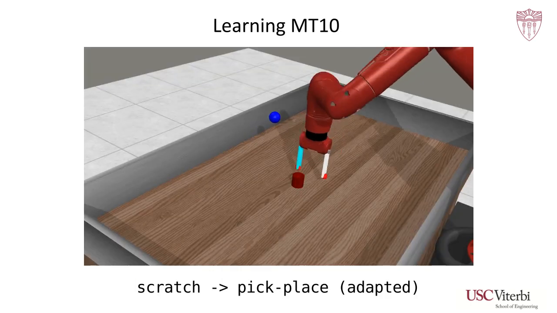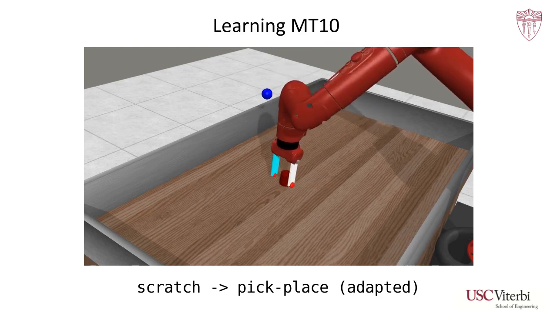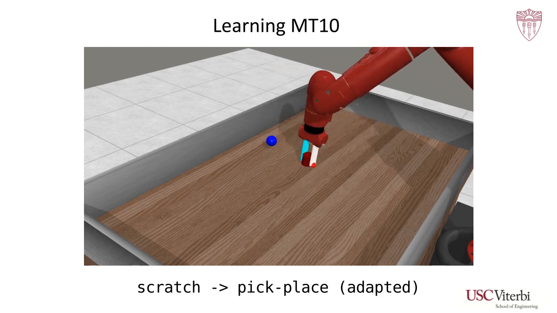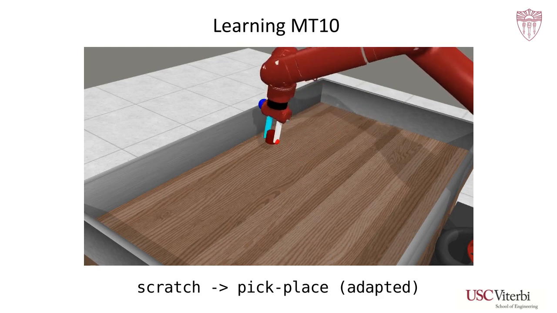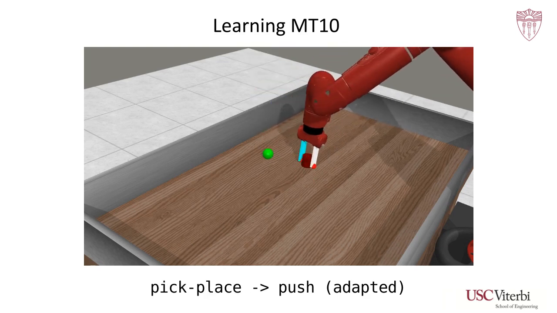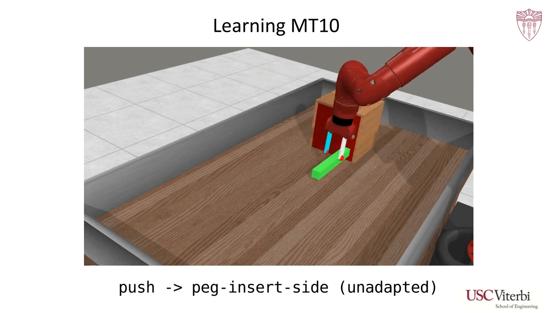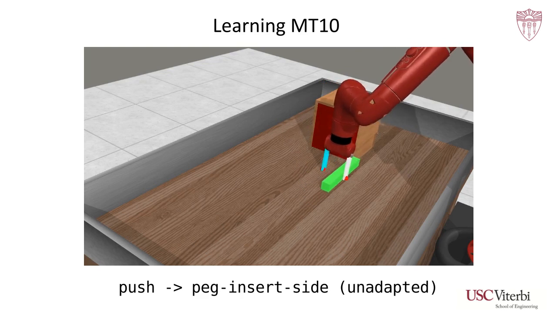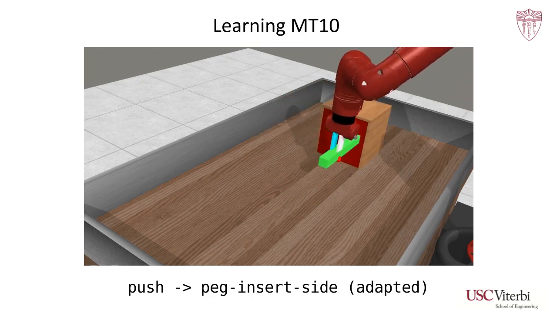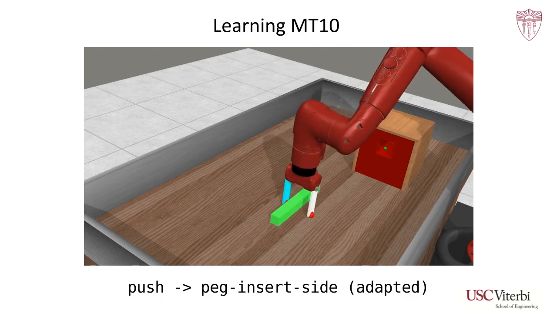Here's an example of one series of transfers used in the optimal curriculum for MT10. First, pick and place is learned from scratch. Then, that pick and place policy is adapted to quickly solve push. Finally, the resulting push policy is used to learn peg insert side. Although its initial success rate is extremely low, it learns much faster than training peg insert side from scratch.